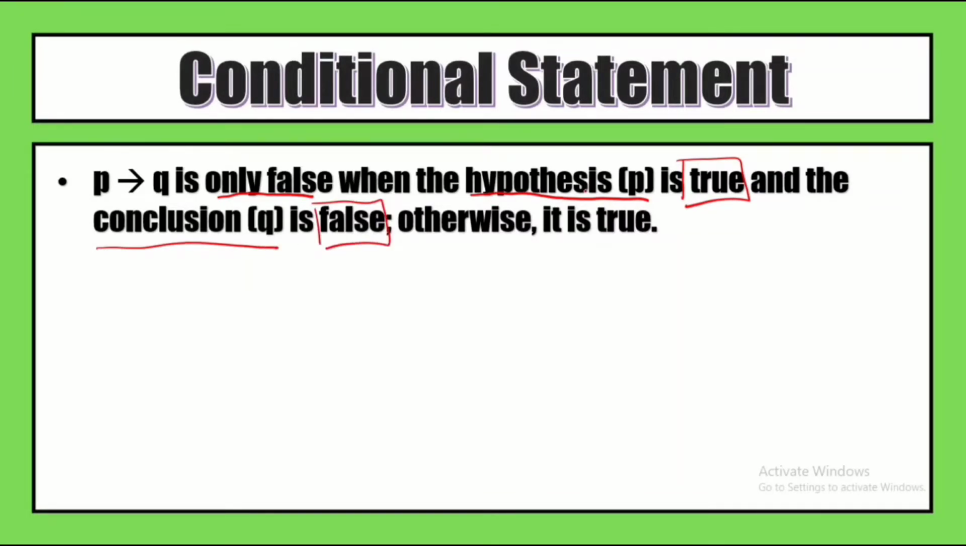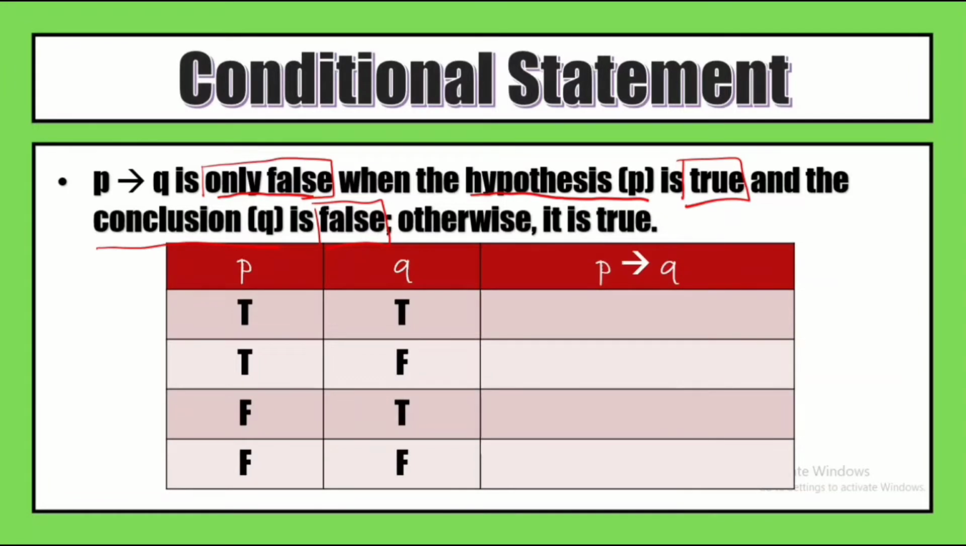Kapag yung hypothesis or the premise is true and the conclusion Q is false, we are going to answer false. Okay? So let's say we have the truth table. So again, hypothesis true, conclusion false. Ang sasagot natin dyan ay false. Otherwise, it is true. Okay? So that is the very basic one, the conditional statement.